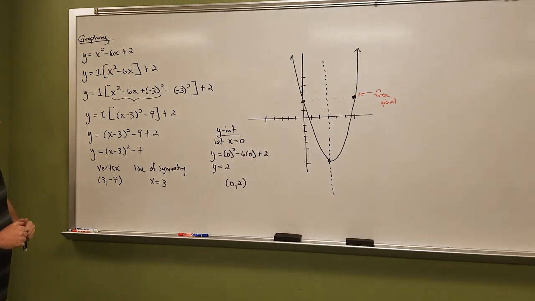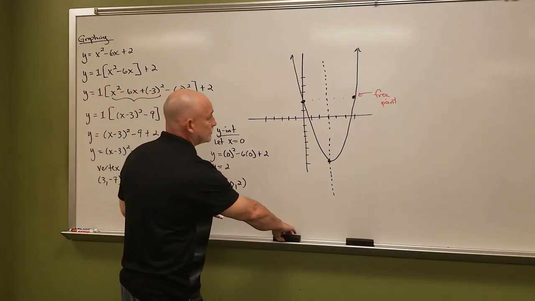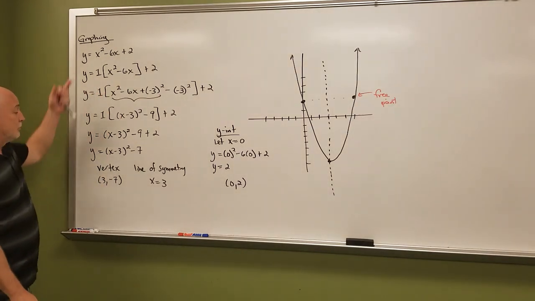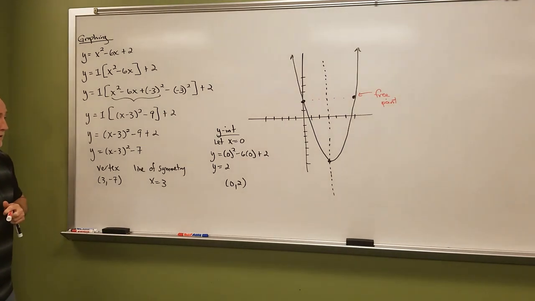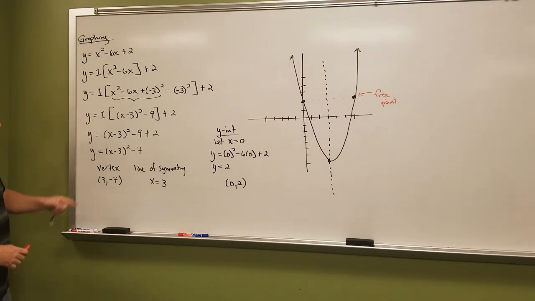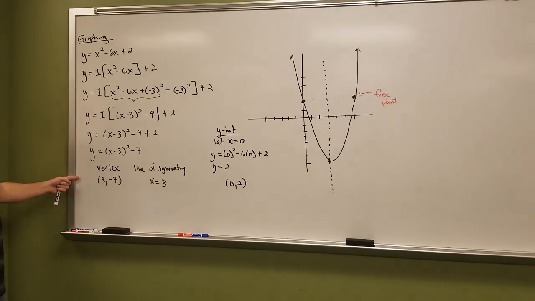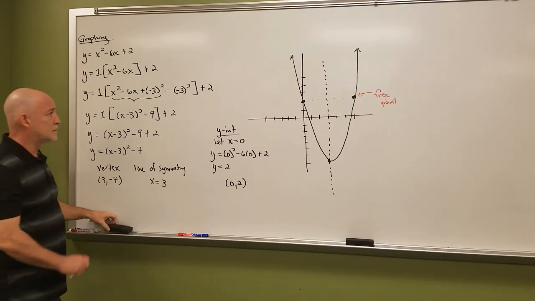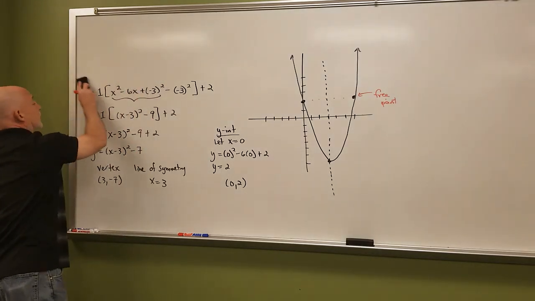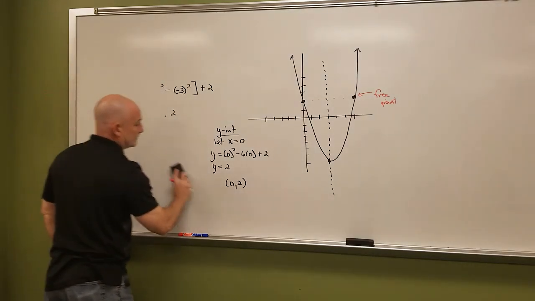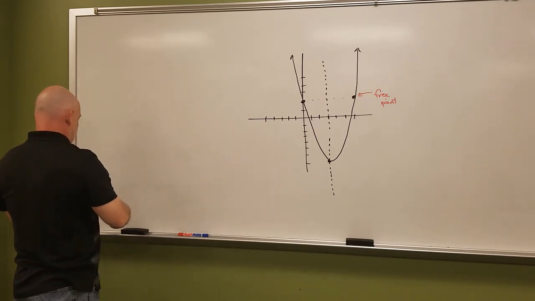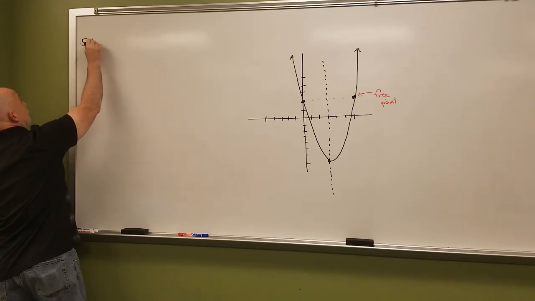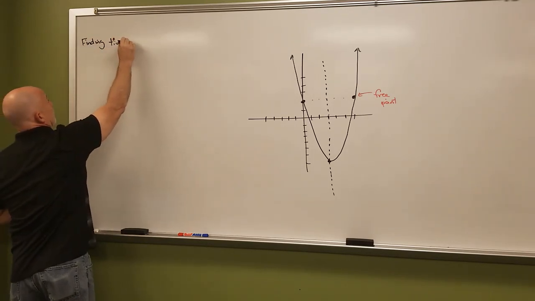All right, so let's take a look at the next thing. Sometimes the only thing we're interested in with a parabola or a quadratic is where the vertex is and what the vertex actually is. Now we could go through all this work here to find the vertex, but there's actually a shortcut to this. So let's take a look at this for just finding the vertex.